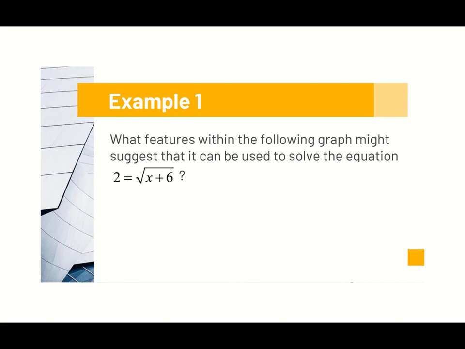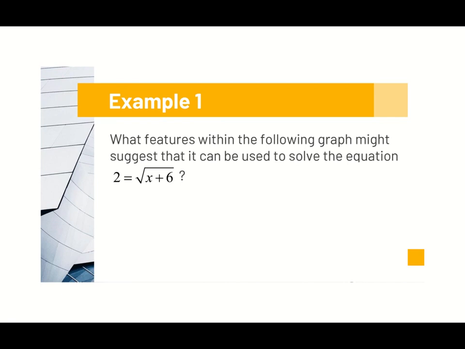So given the equation, 2 is equal to the square root of x plus 6. Now we know how we solve this algebraically. We would square both sides and then solve and check for solutions. Now we want to look, given a graph of this, how do we know what our solution is, or if there is a solution? So we want to take this and plug it into our graphing calculator.